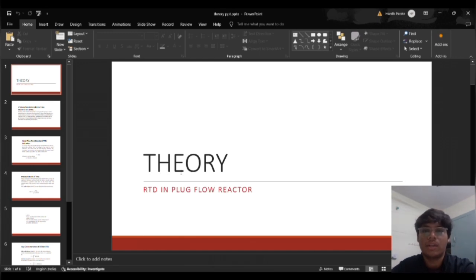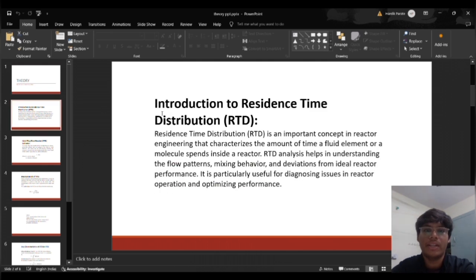So now the theory. What exactly is residence time distribution or RTD? Simply put, RTD is a way to describe how long different molecules or fluid elements actually spend inside the reactor. Imagine you are standing at the exit of a chemical reactor with a stopwatch, trying to see how much time each molecule spent inside. RTD is a mathematical tool that helps us analyze that information. Understanding RTD is crucial because in any chemical reaction, the amount of time the reactant spends inside the reactor influences how much they react, which in turn affects the overall yield, selectivity, and the efficiency of the process.